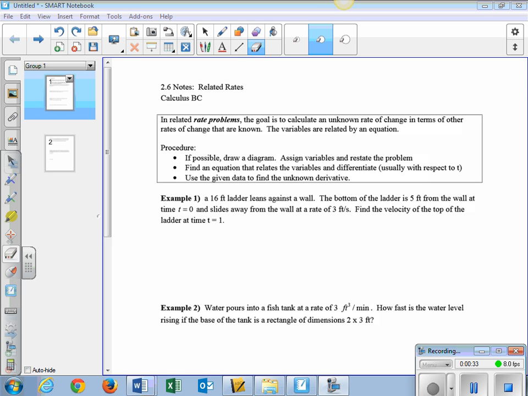Number one, if possible, draw a diagram. That's not required, but sometimes it does help. Then we assign variables and restate the problem. We find an equation that relates the variables and differentiate, usually with respect to t, which is time. Then we use the given data to find the unknown derivative. Okay, so here we go.